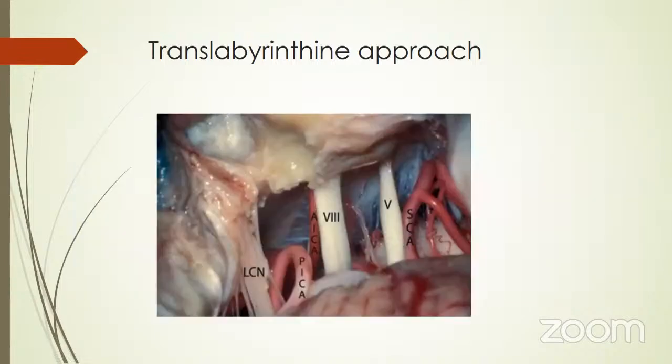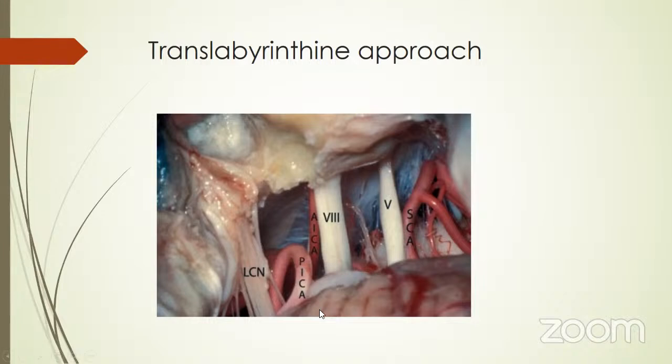Once after skeletonizing the internal auditory canal and removing the dura of the cerebellopontine angle, you can see a beautiful picture of the CP angle with a lot of essential structures crowded, and knowledge of all this anatomy is very important in preserving the structures and the careful removal of the tumor.